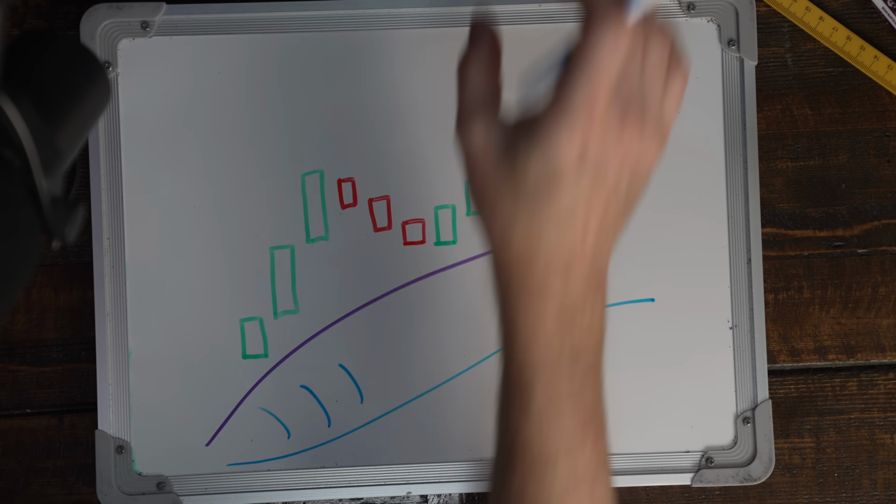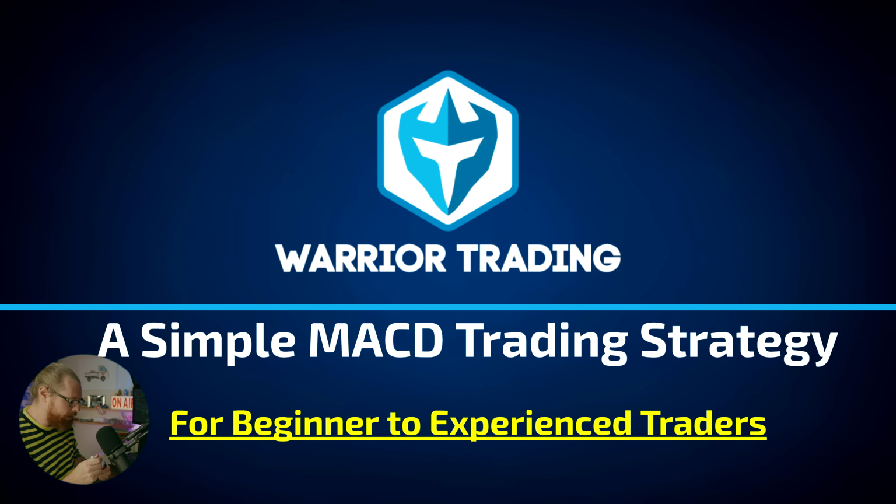And so when we actually look at the MACD on a chart, when it's plotted on the chart, it is an oscillating indicator that moves apart and then comes back together. And when it does that, we get crossover signals. Those signals are part of the strategy that I'm going to teach you today.